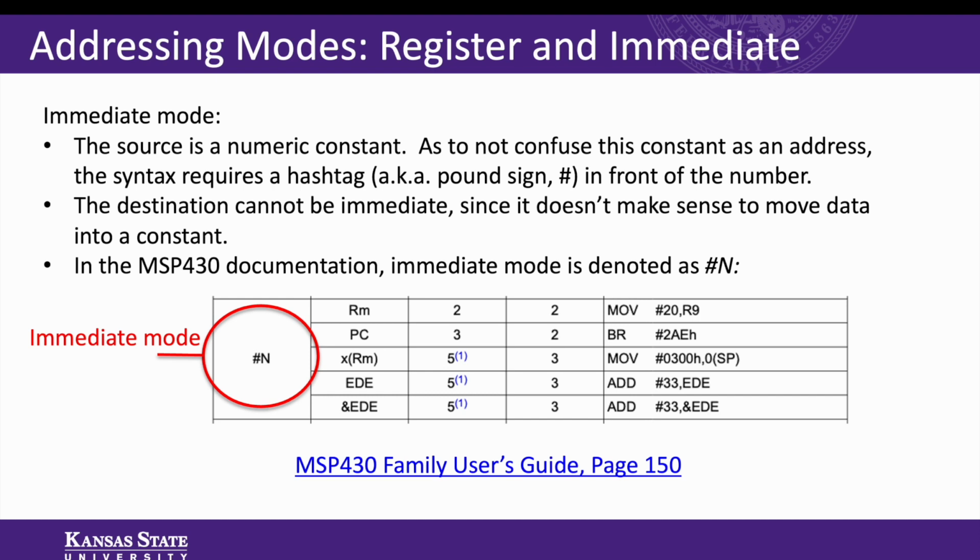Now I just want to point out that was for the source. The destination cannot be immediate, because it does not make sense to move data into a constant. You move data into an address, right? So keep that in mind. If we're using immediate mode, we only use it for the source. And in the MSP430 family user's guide, the immediate mode is denoted as hashtag N, and I've got a little screenshot here as an example.